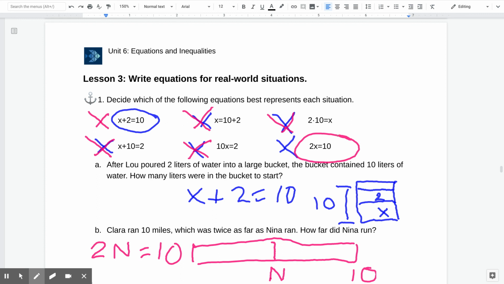So one way to figure out an equation, or to choose from equations that represent a situation, is to draw a diagram for that situation.